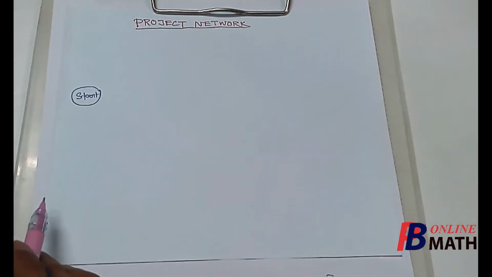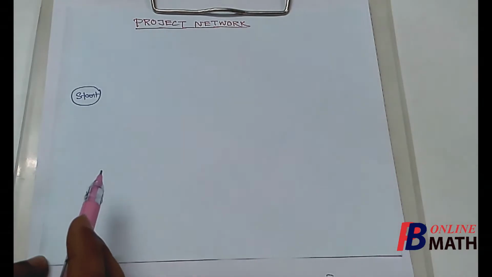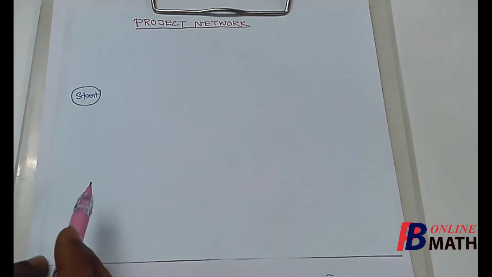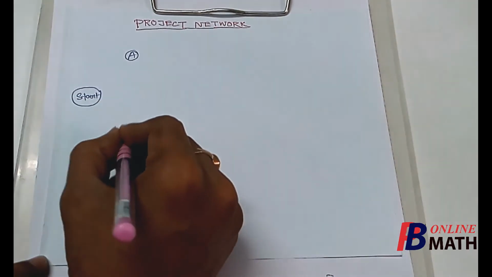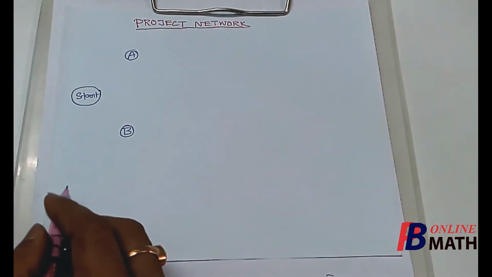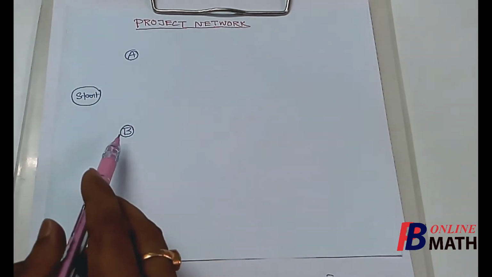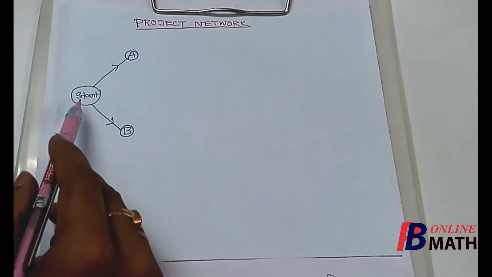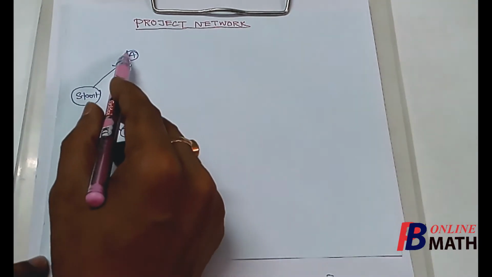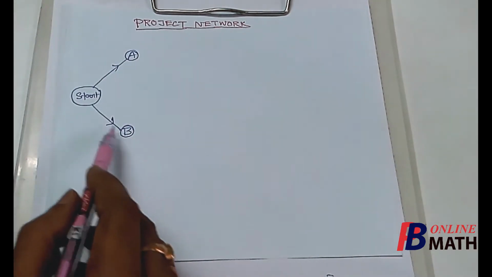Next, from the table we find that the activities A and B have no immediate predecessors. So we can start both the activities A and B simultaneously from the beginning. So let this be the activity A and this be the activity B. We can start both simultaneously because both have no immediate predecessors. Now we connect these two nodes to start by arcs, that means the activity A can be started from start. Similarly, the activity B can be started from start.